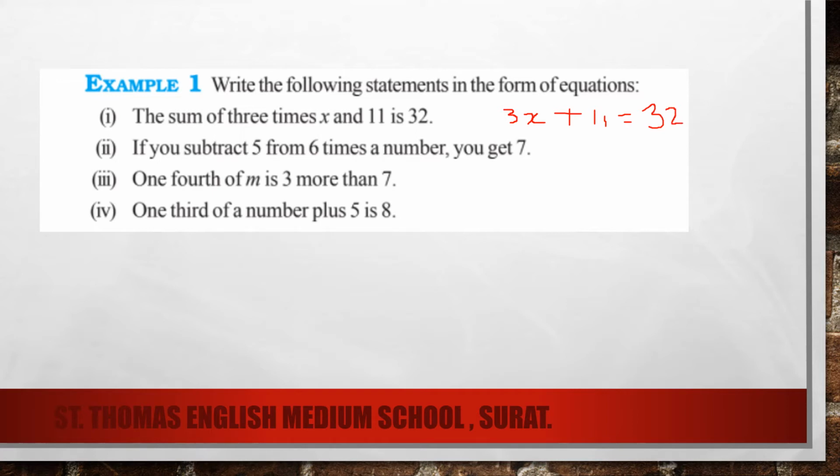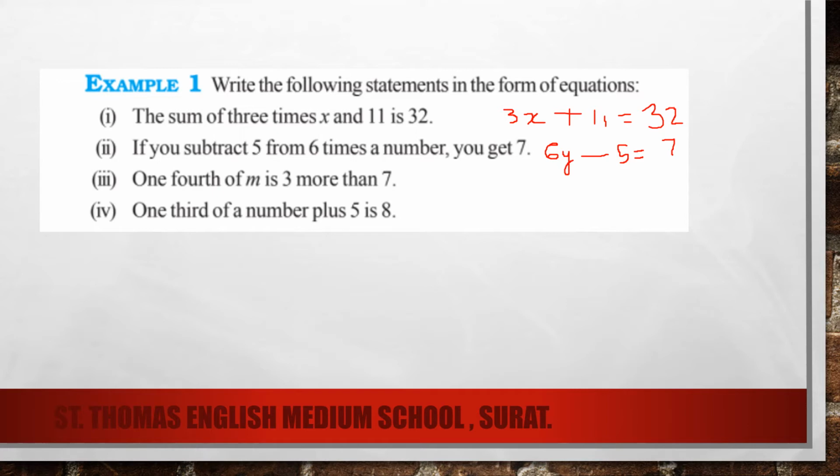If you subtract 5 from 6 times a number, you get 7. 6 times a number. The number is not given, so you can take any alphabet as the number. I am taking y here. 6 times y means 6y. Subtract 5 from 6y. Subtract means minus. How much do you have to subtract? 5. Is equal to, what will you get? You will get 7. So the equation is 6y minus 5 is equal to 7. It's clear? The next one.